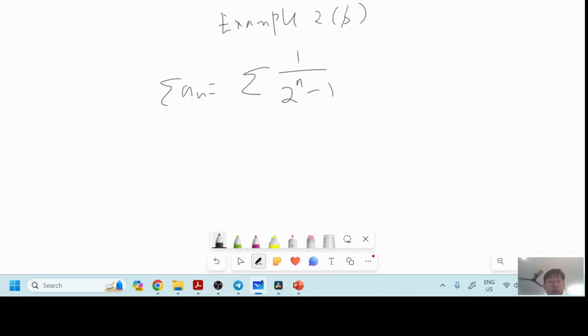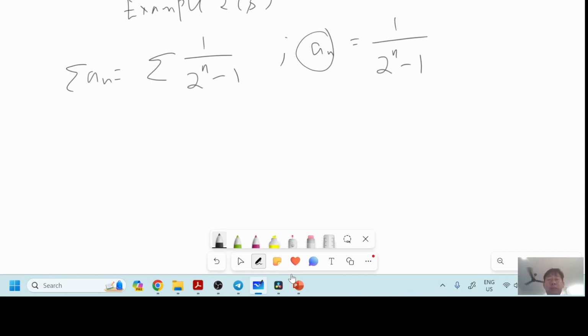Now let us look at example 2b. In example 2b, the series to be tested for its convergence is in the form of an equals 1 over 2 power n minus 1. We would like to first obtain the suggested series bn by taking n in an to a very large number. We can see from the expression of an that when n is very large, an would behave like 1 over 2 power n. With this, we suggest the series bn to take the form of 1 over 2 power n.